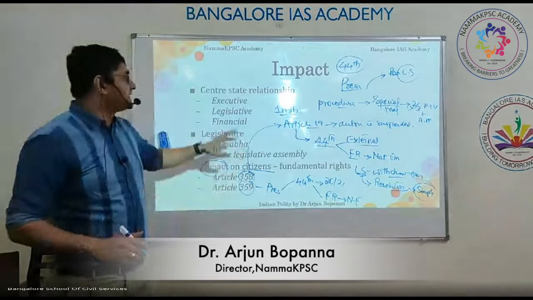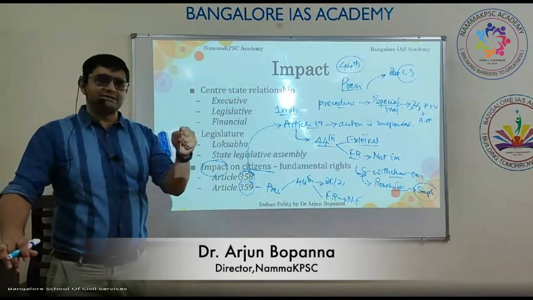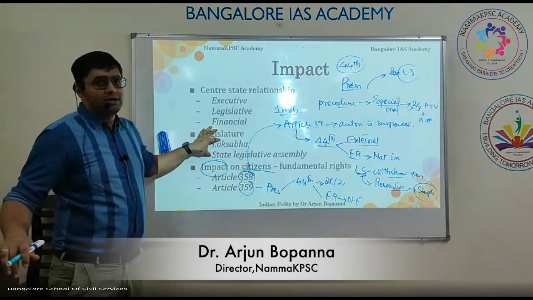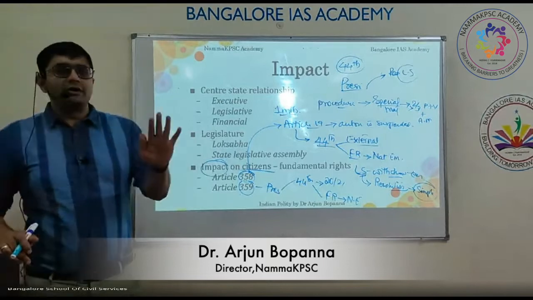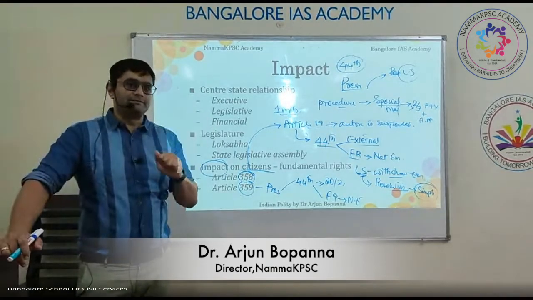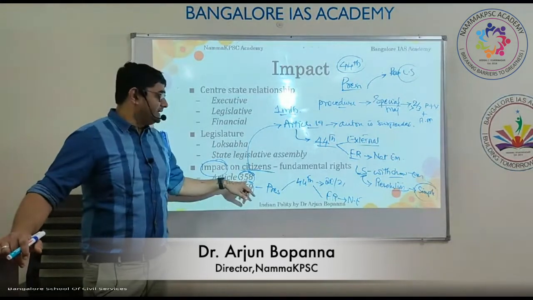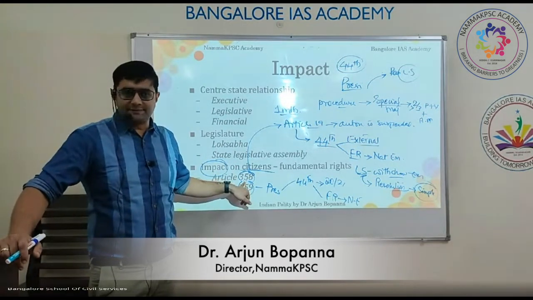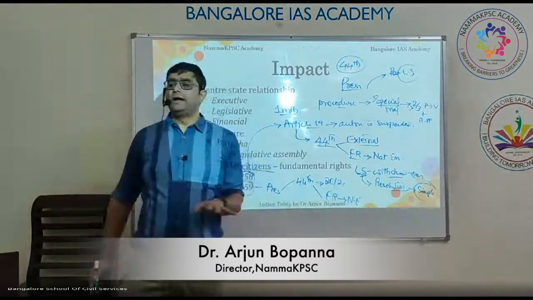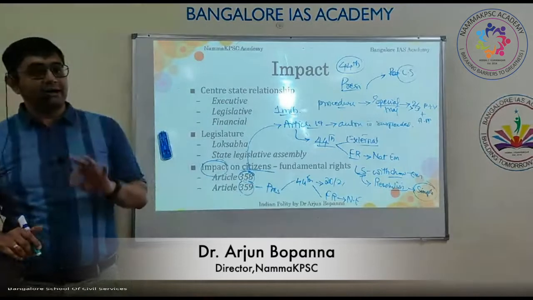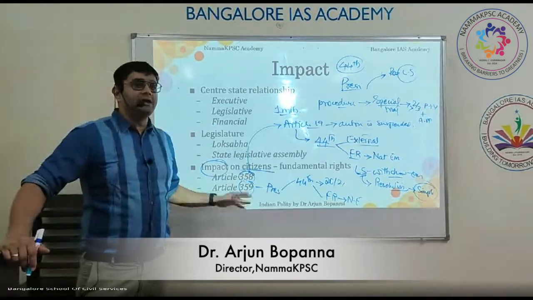Its impact: the center-state relationship is altered, the center becomes all-powerful, and executive and legislature, everything is in their control. The legislature of both state and center can be extended beyond its normal 5-year term. Fundamental rights are suspended, so Article 19 under 358 gets suspended. Any other fundamental right except 20 and 21 can be suspended separately by the President under Article 359.